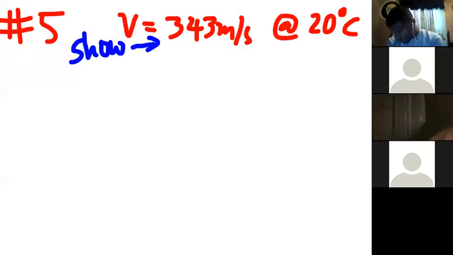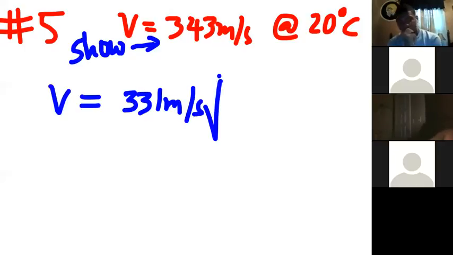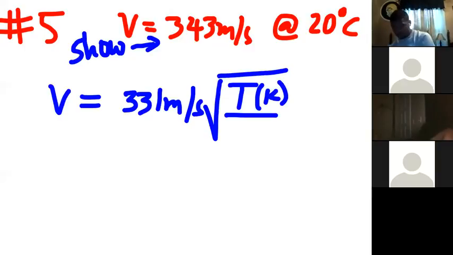Okay, so what is the equation that relates the speed of sound to temperature? Hold on just for a second. Okay. Speed of sound equals, based on the text, 331 meters per second times the square root of the temperature in Kelvin divided by 273 degrees K. Okay, that's the equation.